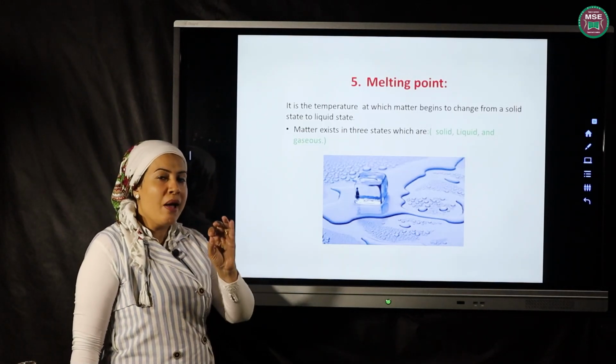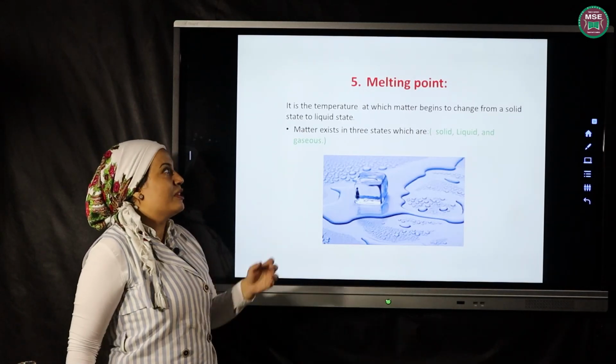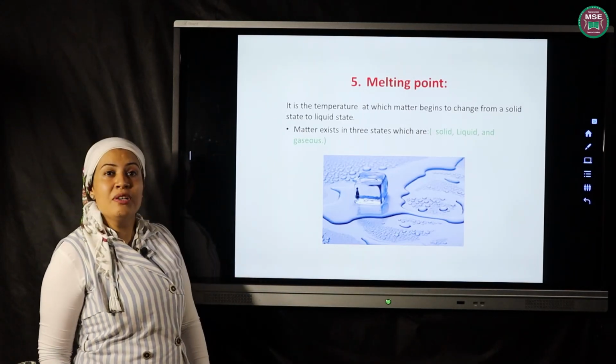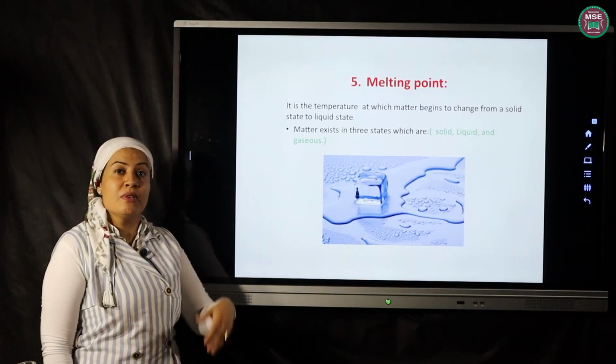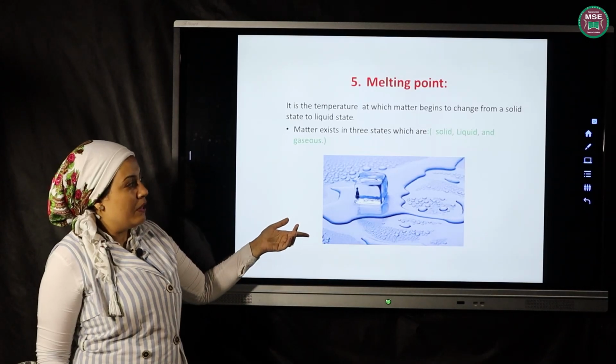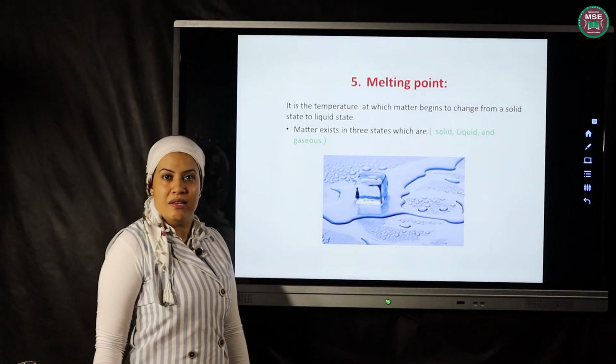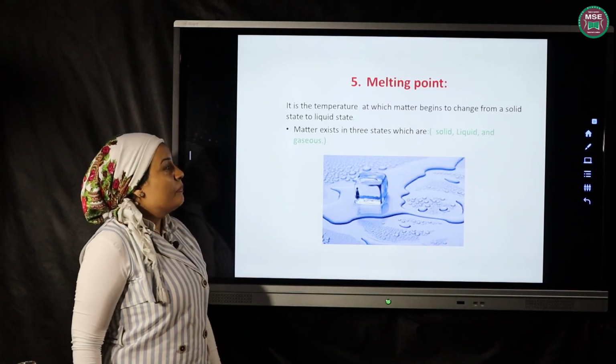Now, we will talk about the temperature, not a process. So the melting point is the temperature at which a matter begins to change from the solid state into the liquid state. Like we see in the pictures, the ice begins to change into water at 0 Celsius, right? Okay.